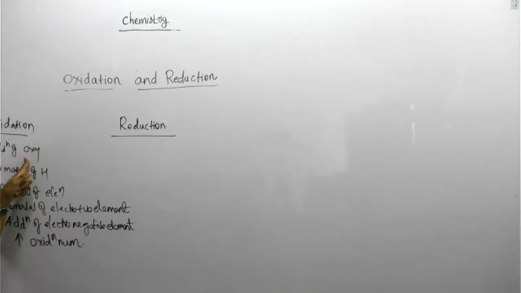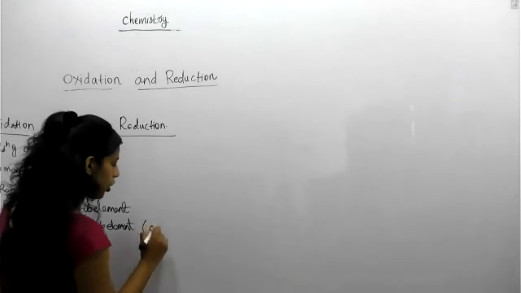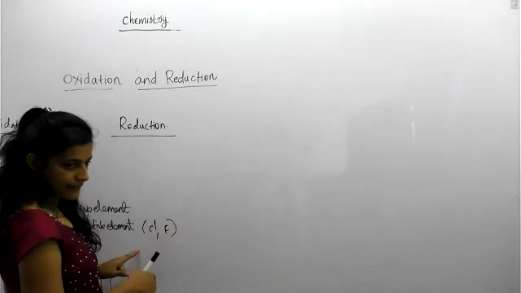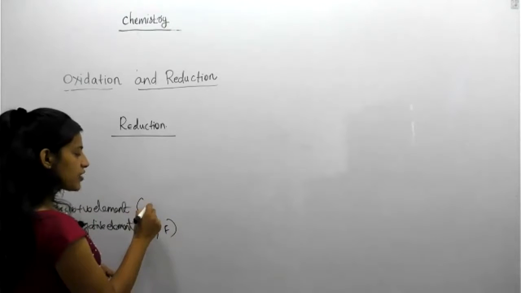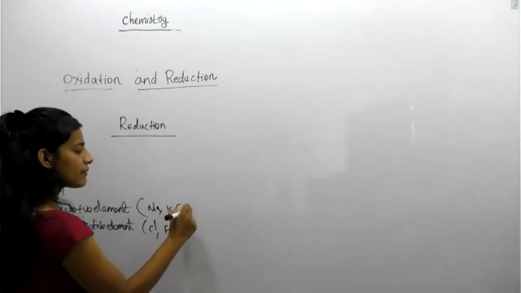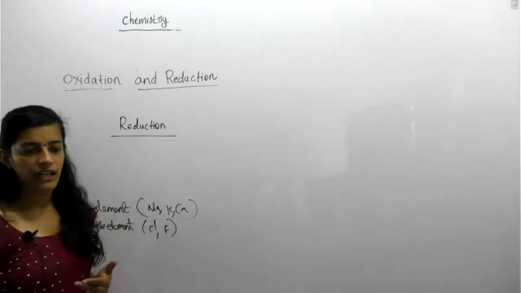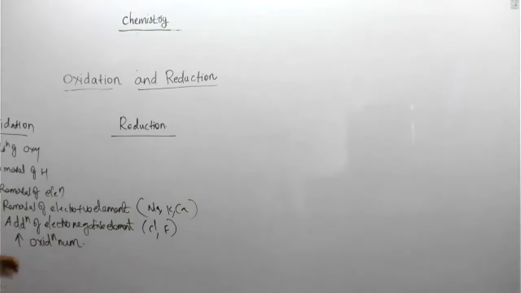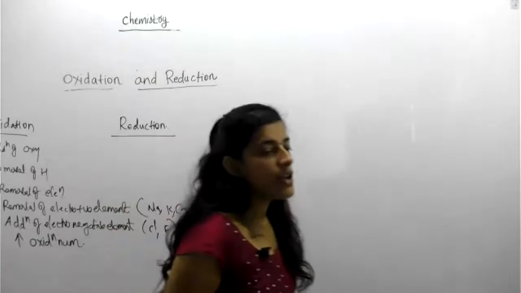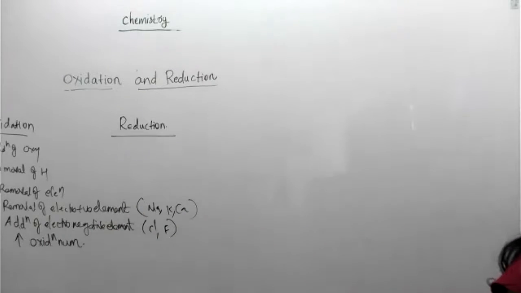So addition of oxygen will happen, removal of hydrogen will happen, removal of electron will happen, removal of electropositive element, addition of electronegative element. What does electronegative mean? Chlorine, fluorine, they can add. Electropositive means sodium, potassium, calcium, they are metals. Most of the metals are electropositive in nature. So they have a tendency to remove electrons.